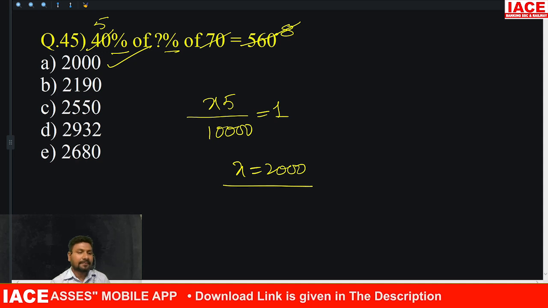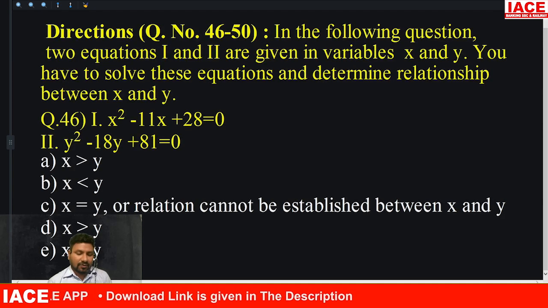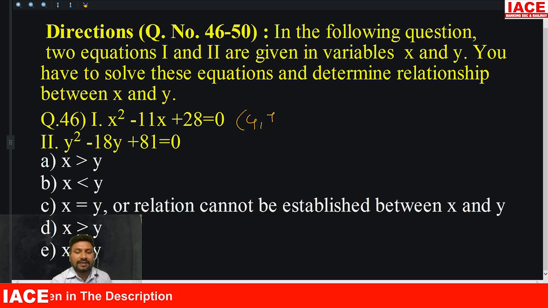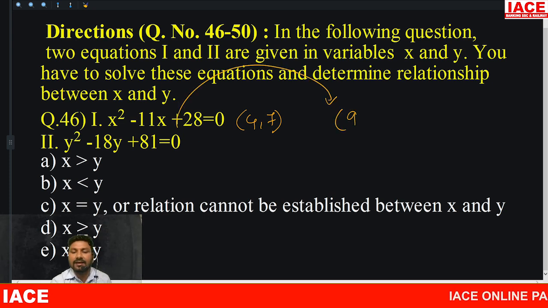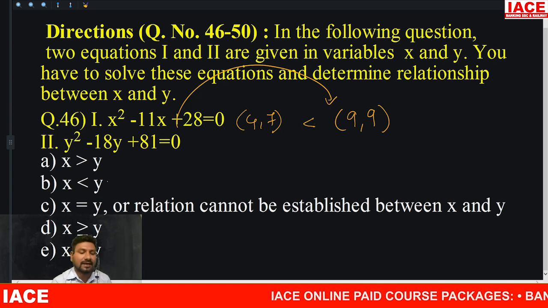Next, there is a quadratic equation, x square minus 11x plus 28 equals 0. What is the factor? 4 7 are 28, 4 plus 7 is equal to 11. Next, second equation factors are 9, 9. Comparing to 4, 7, 9, 9 is bigger, then what is the answer?